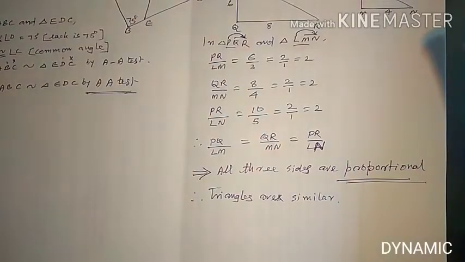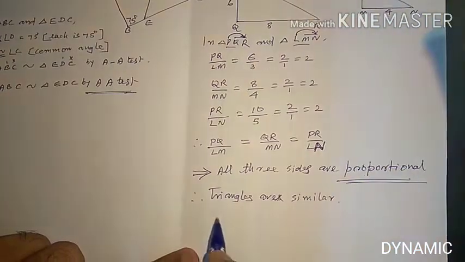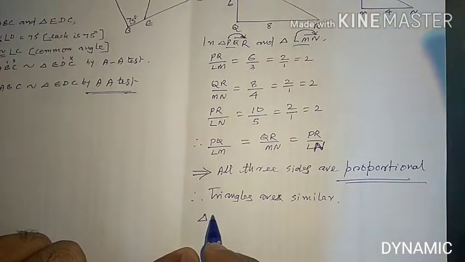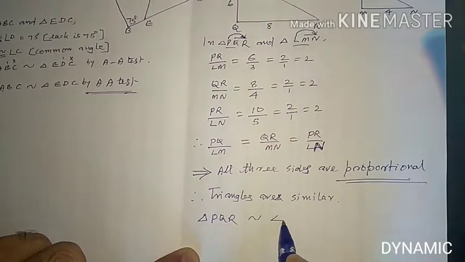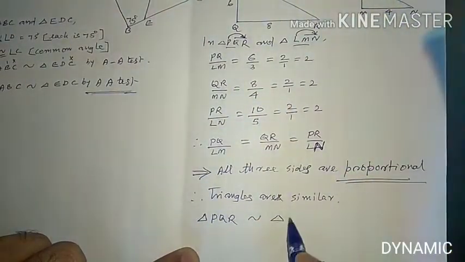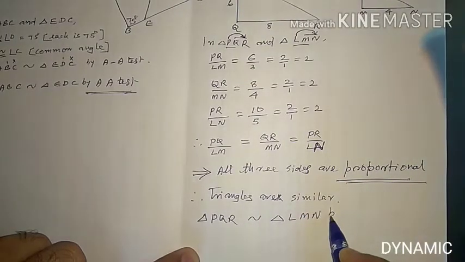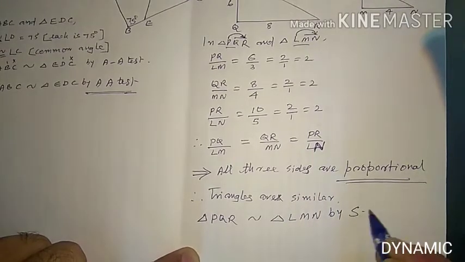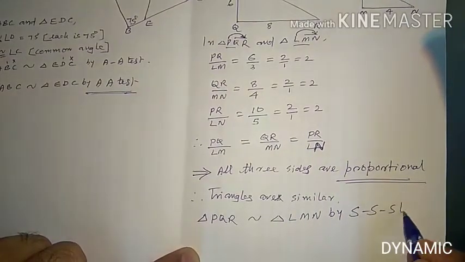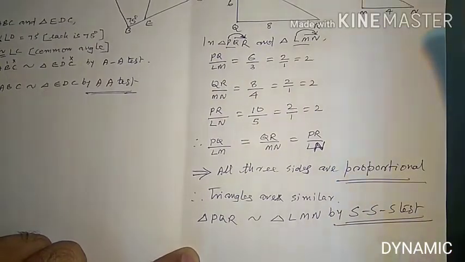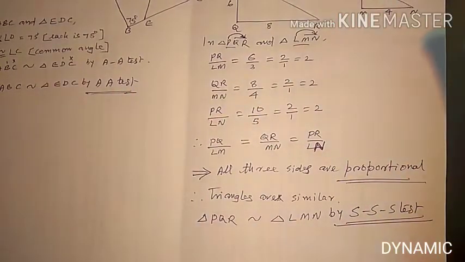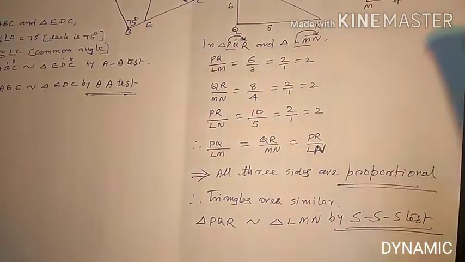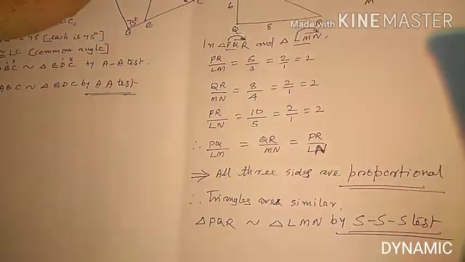Triangles are similar. We're asking, if they are similar, by which test? We say triangle PQR is similar to triangle LMN. By which test they are asking, here it is by SSS test. By SSS test, the triangles are similar. Okay, this is question number 2. Now we do the even questions.